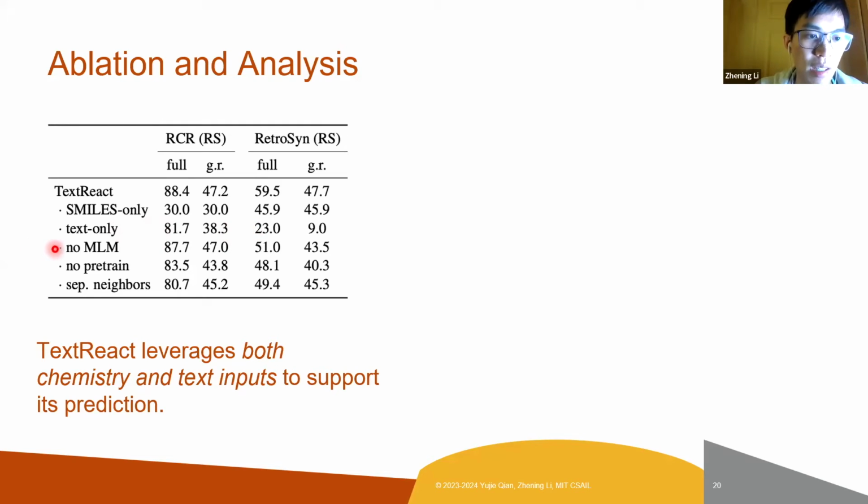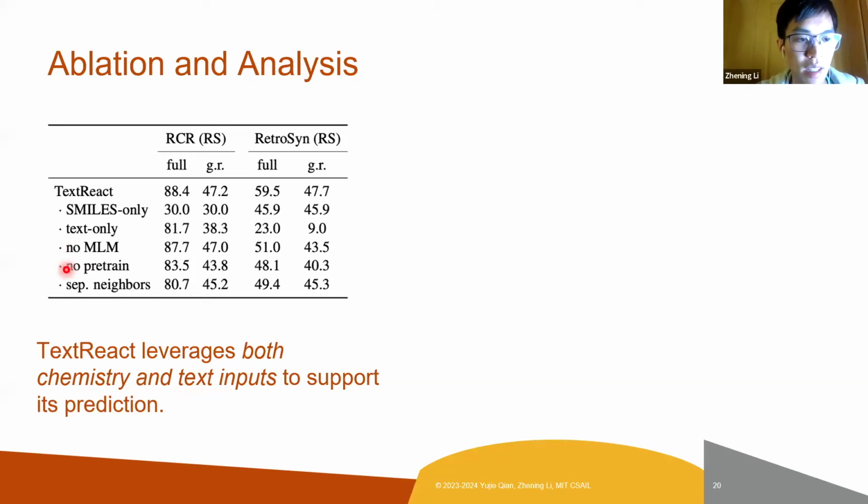And then if you recall from what I mentioned before, we also incorporate an auxiliary masked language modeling objective. So removing this objective gives a decrease in performance, especially for retrosynthesis, thus showing that it was essential to increasing the performance of our model. It allowed the model to better learn the relationships between different parts of the input to integrate the text as well as the chemistry input to make its predictions.